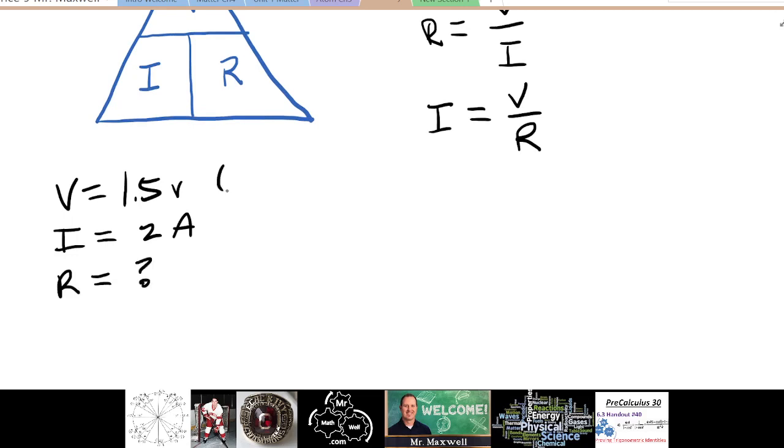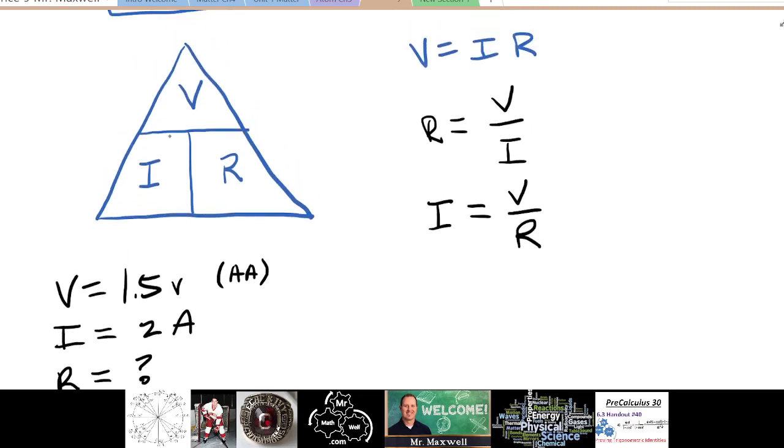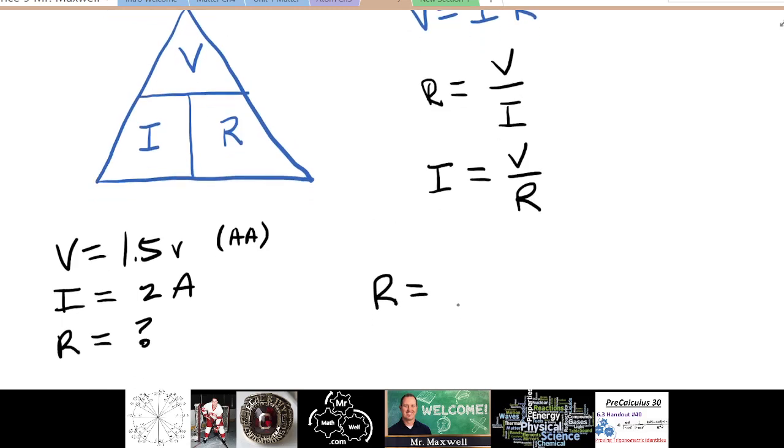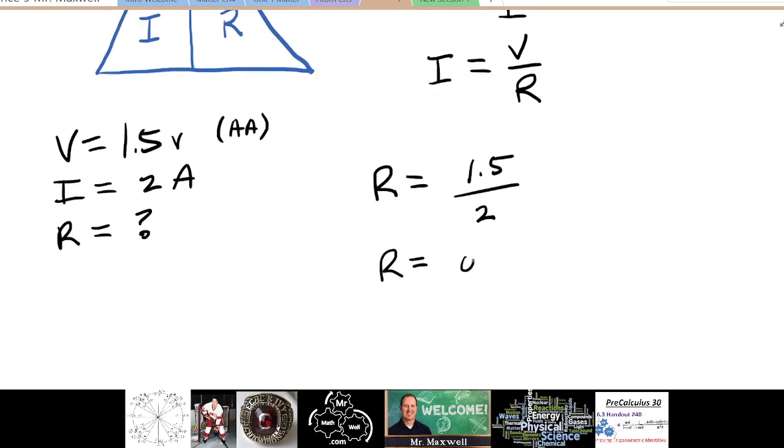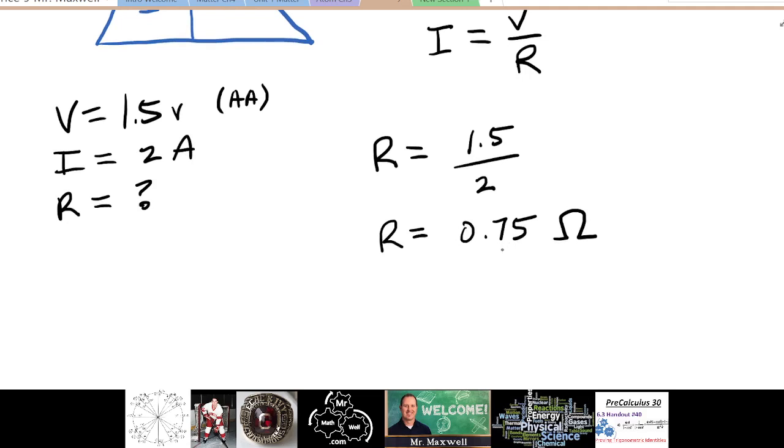So we have one little AA battery, and you have a current of 2 amps that needs to flow through your electronics, whatever it is. So what's the resistance going to be then? And we could find out R. So what is R? Well, you cover up R here, and you got V divided by I. So R equals 1.5 divided by 2. The resistance would have to be 0.75 ohms. So that's pretty low compared to that last question we did, right?